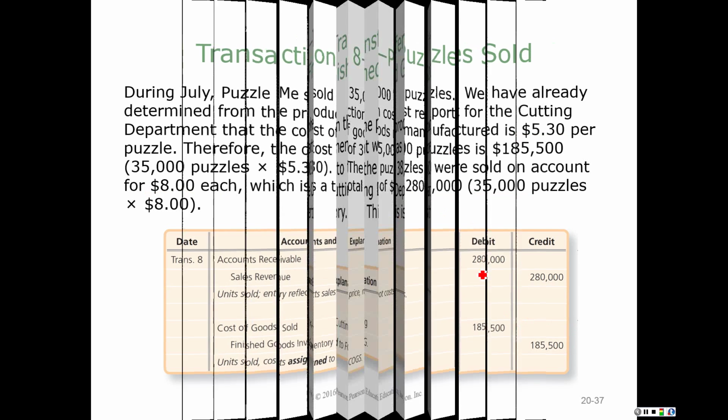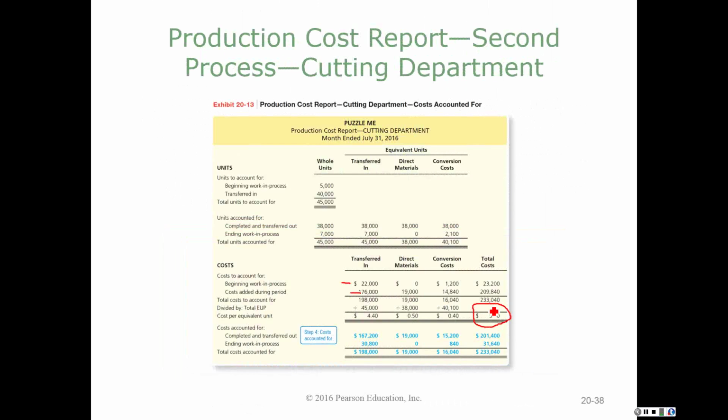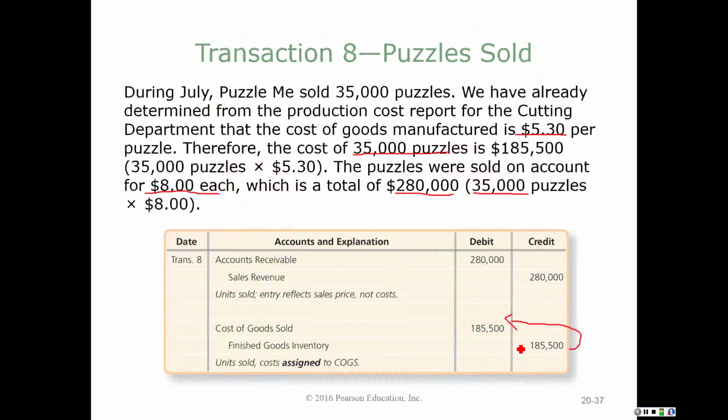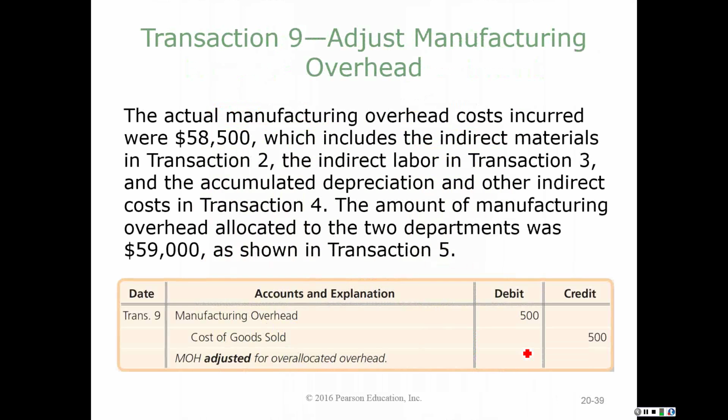All right, so we have sufficient amount in there. Let me come down one more. Remember, we have $201,400 in finished goods inventory at least, and what we've moved out is only the $185,500. So we still will have some finished goods, some puzzles left in finished goods inventory that can be sold. Like I said, the journal entries are relatively the same. We're simply moving through the process with multiple work in process accounts.